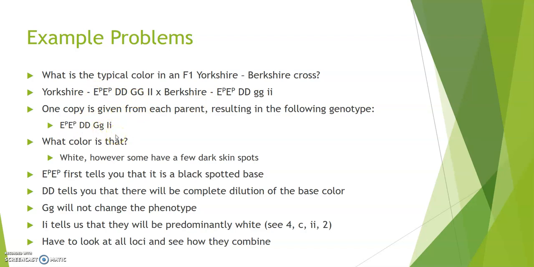After this, if we look at our handout, we know that this is a heterozygote of that large I, so this specifically falls under one of those at the bottom, and that's why it's white. However, some may have a few dark skin spots. This is kind of how I get to that point. You guys can read through that, but basically it's telling us it has a black spotted base. There's complete dilution. Big G, little g doesn't change the phenotype. And then we know that the heterozygote large I gives us a specific phenotype when combined with those others.